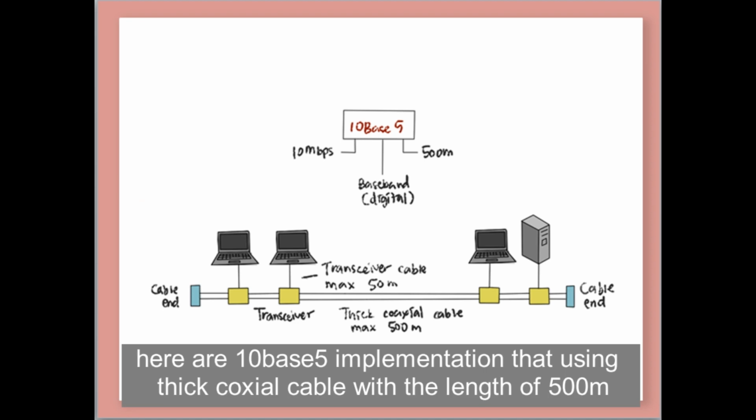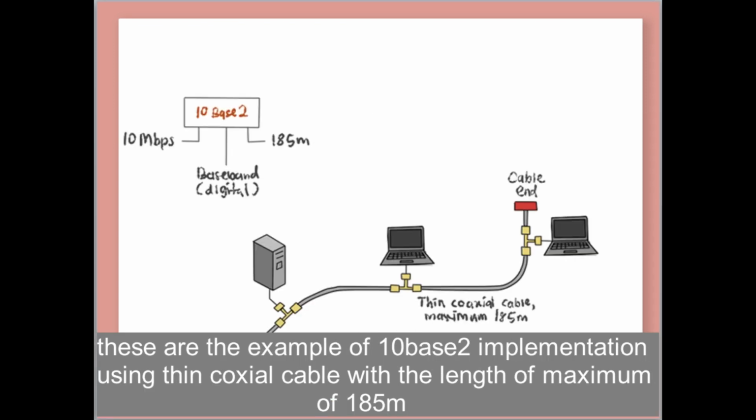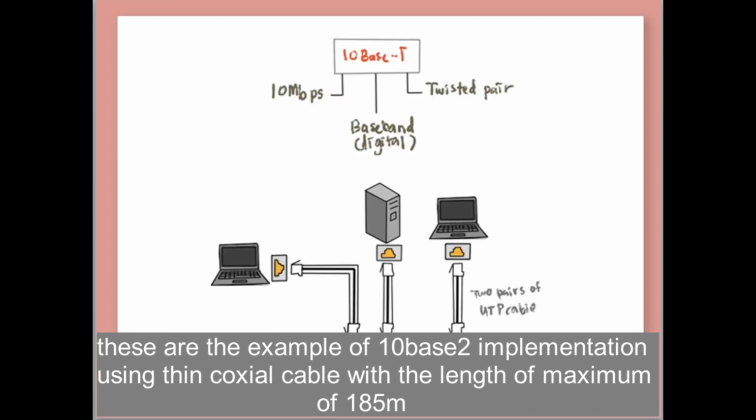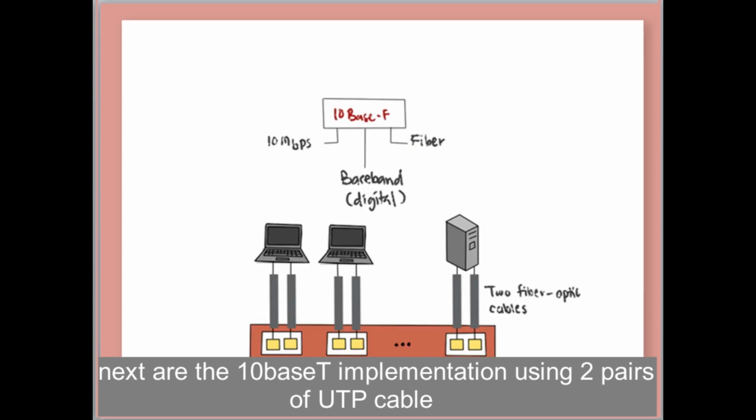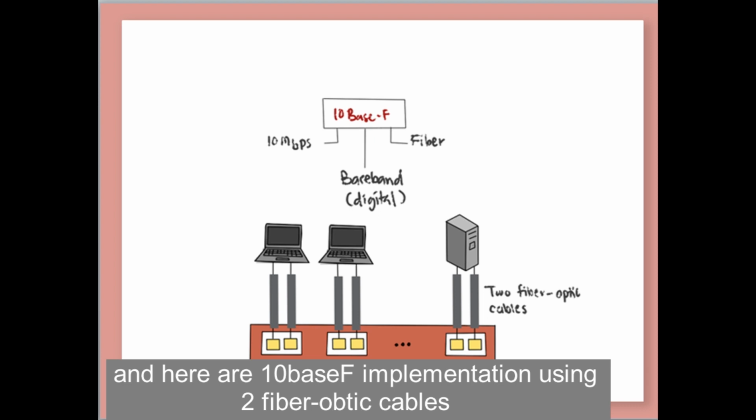Here is the 10Base5 implementation that uses thick coaxial cable with a length of 500 meters. This is an example of 10Base2 implementation using thin coaxial cable with a maximum length of 185 meters. Next is the 10Base-T implementation using 2 pairs of UTP cables. And here is the 10Base-F implementation using 2 fiber optic cables.